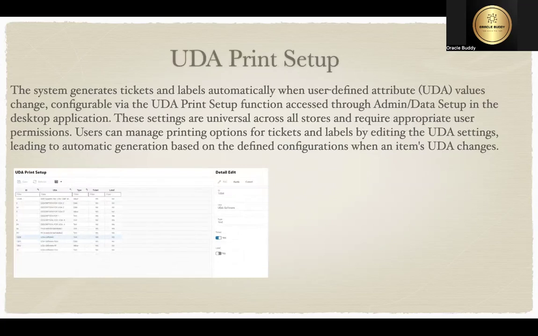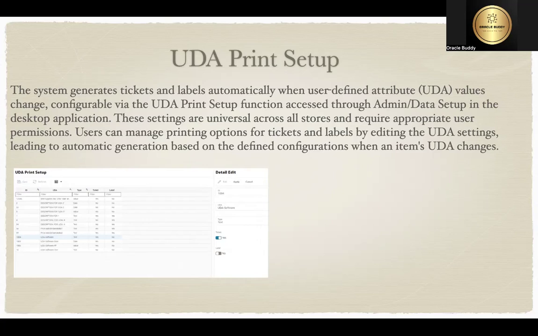Next is UDA print setup. The system generates tickets and labels automatically when user defined attribute values change, configurable via the UDA print setup function accessed through admin data setup in the desktop application. These settings are universal across all stores and require appropriate user permission. Users can manage printing options for tickets and labels by editing the UDA settings, leading to automatic generation based on the defined configuration when the item's UDA changes. So whenever the item UDAs are changing, at that time it will automatically print tickets.